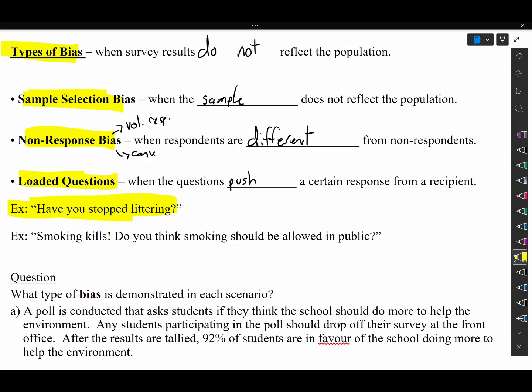It's not a fair question to ask, and it's something that can skew, it can affect the results of a survey. Another example would be, "Smoking kills. Do you think smoking should be allowed in public?" Now, if we are looking for a non-biased response from folks, then this piece right at the start, "smoking kills," is going to push a certain idea to somebody else. If we're trying to take the bias out of this, I would remove that from the question and we'd be working with, "Do you think smoking should be allowed in public?" where we're not trying to push a certain answer from our respondents.